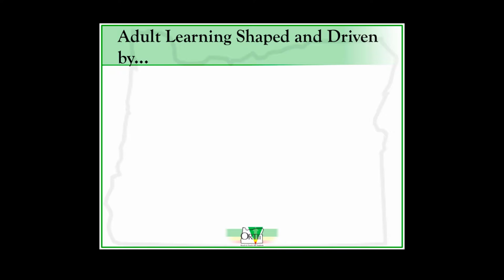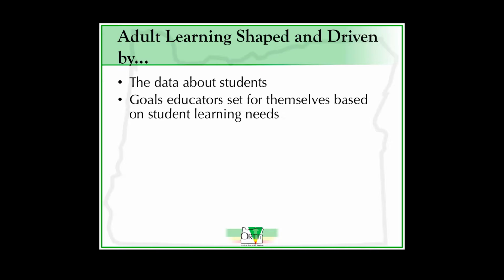We'd like to invite you to consider thinking about adult learning that is shaped and driven by data about your students, goals that educators set for themselves based on student learning needs. You do that in your core review meetings. Pick a priority skill, pick an active engagement strategy, pick an effective instructional strategy.